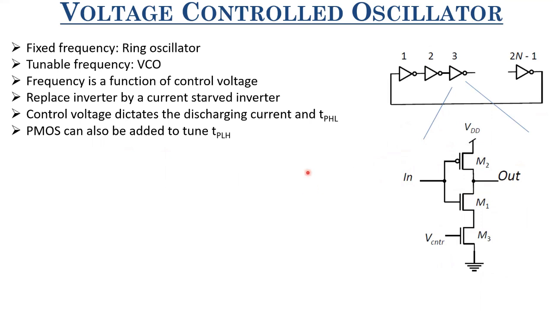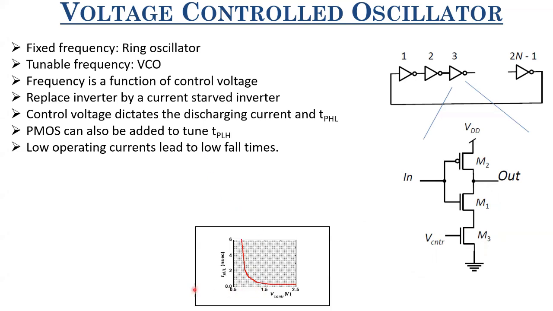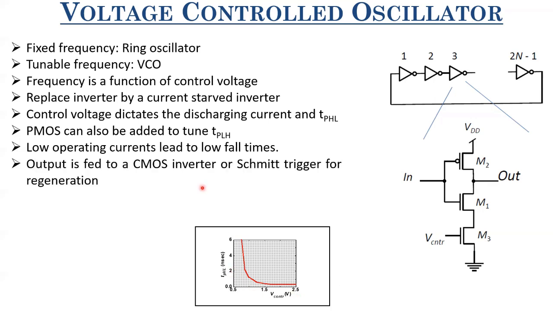However, duty cycle is something that won't remain 50% here. Think about it, what are the implications? Also, if this V control is very small, if it's in the subthreshold regime, so small that M3 is biased in subthreshold, then there would be very small operating current, and that will lead to very high fall times. If the current that it's sinking is pretty small, then the fall times would not be low, they would be very high, and that is somewhat dangerous. So you see that TPHL increases significantly as V control reduces, because if it goes into that subthreshold mode of conduction, then the current is pretty small, and as such TPHL increases significantly.